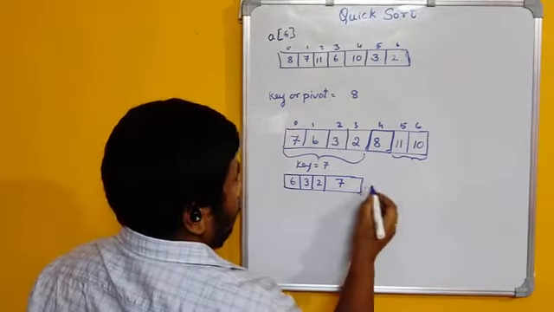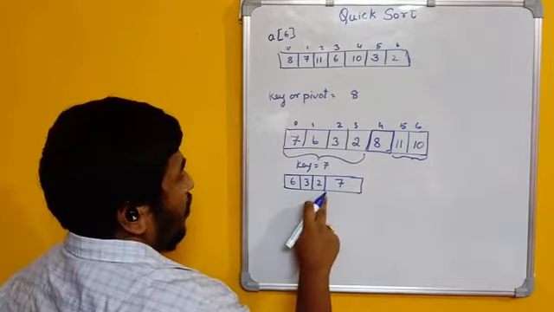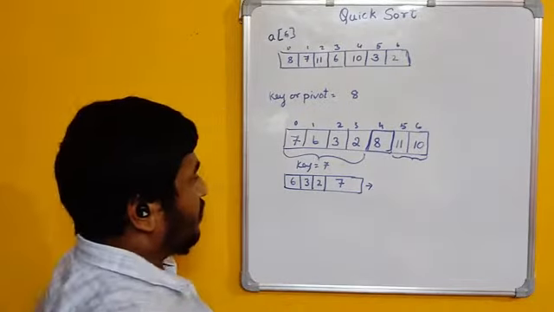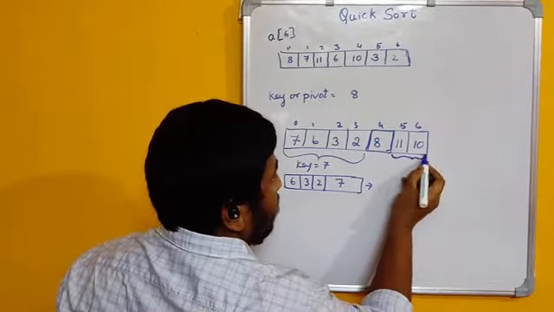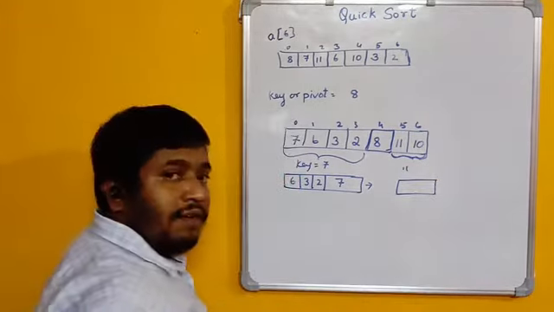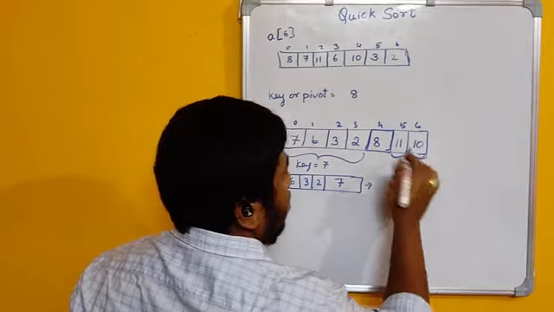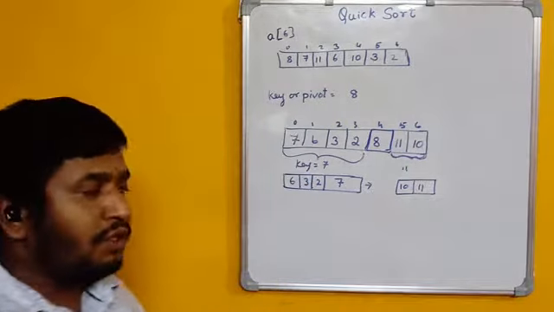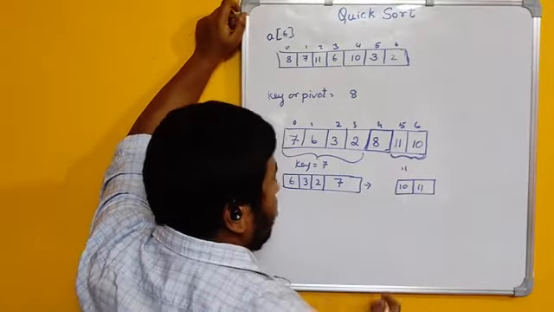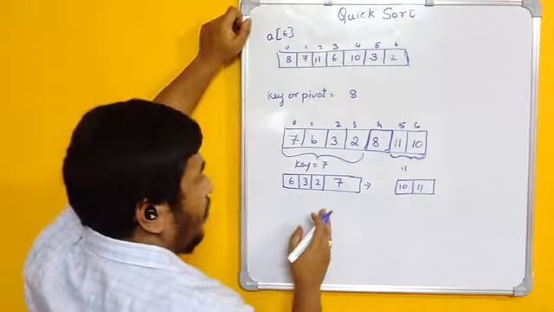All the elements less than or equal to the key are written on the left side, so on the right side there are no elements. Now 11 is the key element. The elements lesser than 11 will come to the left side, 10, and the remaining is 11. So this is also now sorted. Now again, we can partition this.